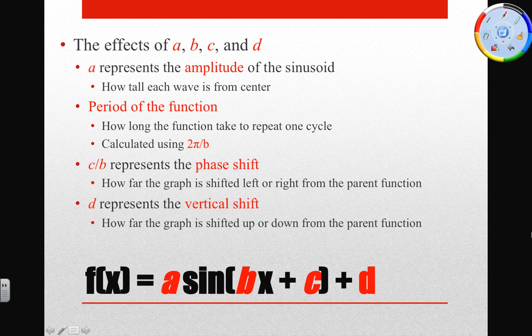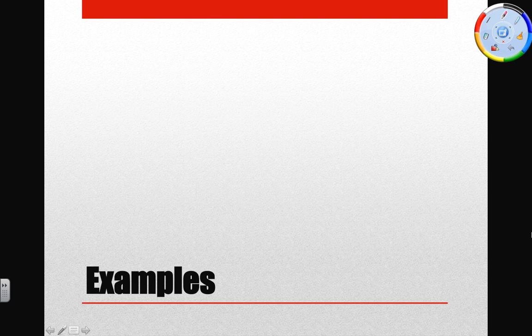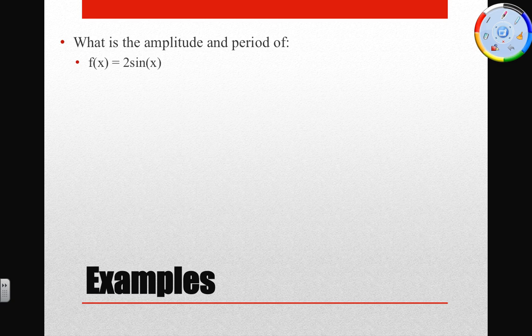So it's how far should we shift up and down from the parent function. A couple of examples, non-graphing ones, but what I want to know is what's the amplitude and period. All four of them are really very important, but these are two of the easy ones to figure out. I want to know what's the amplitude and period of these functions.